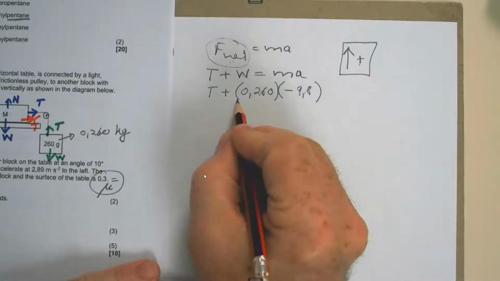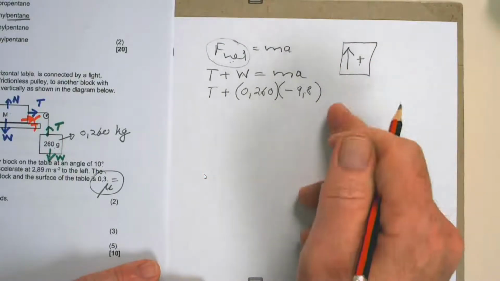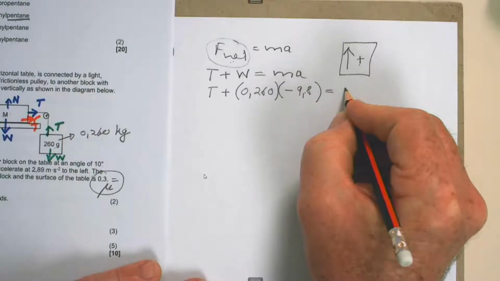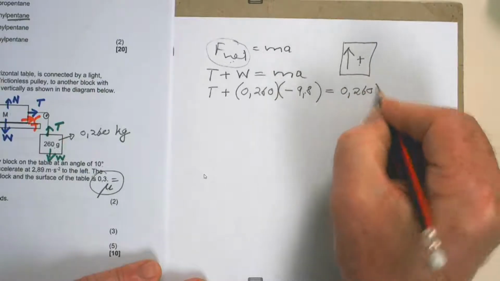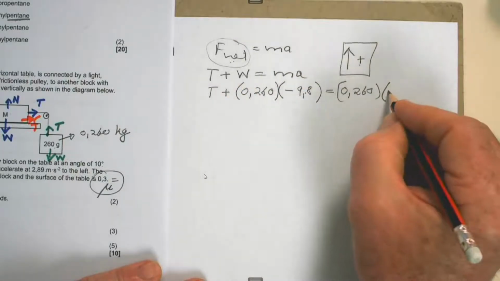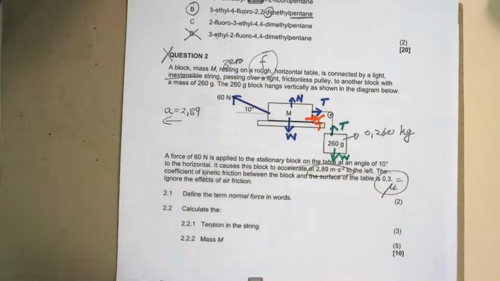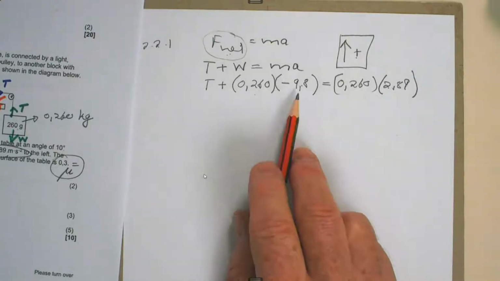So therefore, this whole part will be negative, indicating that it is downwards, is equal to the mass of this object, 0.26, and acceleration. Now this one moves upwards, so it's positive, and it will then be 2.89, because remember they told us that it's somewhere here. So if that one accelerates with 2.89, then this one must accelerate with 2.89. Okay, I think I have everything. T plus 0.26 times negative 9.8 equals 0.26 times 2.89.